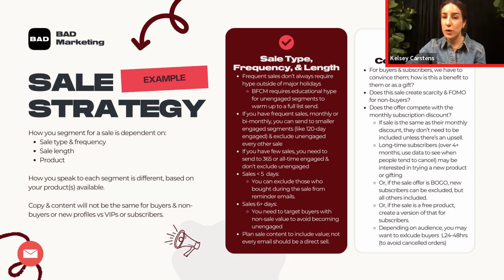But maybe if I'm offering a free product that somebody could gift, I do want to target them. I also need to think of buyers versus non-buyers. What kind of emotion do I need to elicit that's different for both, and how will I segment against that? How long is my sale? If my sale is a month long and I'm excluding people who bought in the last 24 or 48 hours, which is typically something we do for shorter sales for those reminder emails, and I exclude them from every reminder email, my buyers are going to become unengaged and that's going to harm my deliverability. So I then need to know how to target buyers with value content in between those sales.